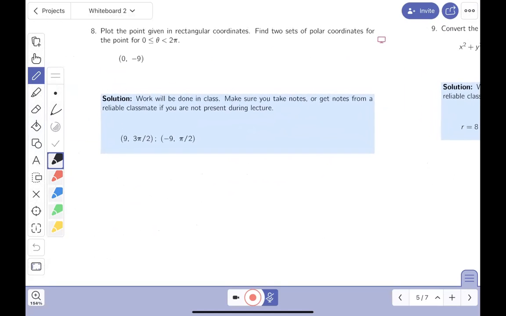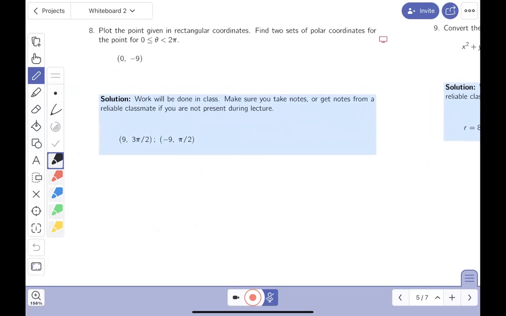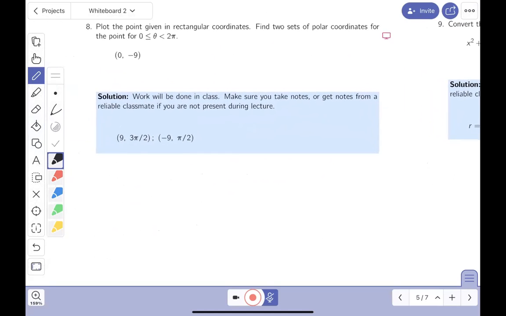Number 8, plot the point given in rectangular coordinates. I'm going to put this down for you. Should be easy to do. Let's take a look at it. And what are you going to get? You get a point in rectangular coordinates, and the point's over here. All right, what's that point? 0, comma, minus 9. It says find 2 sets of polar coordinates for the given points.